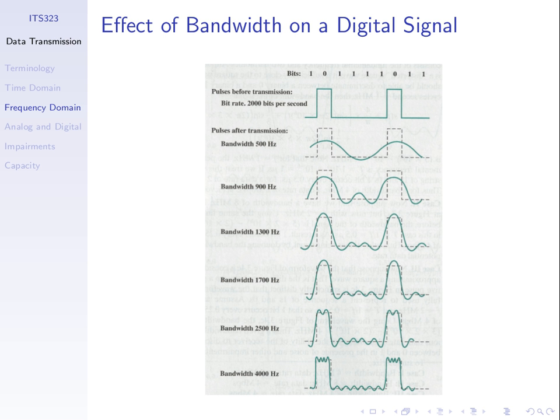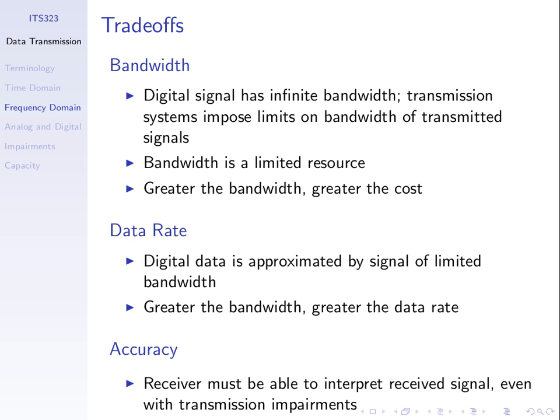But of course, increasing the bandwidth, with all the other factors the same, increases the cost. That's bad. So we have a trade-off between bandwidth, data rate, and errors, or accuracy. More accurate, less errors. Less accurate, more errors. And that's summarised here.